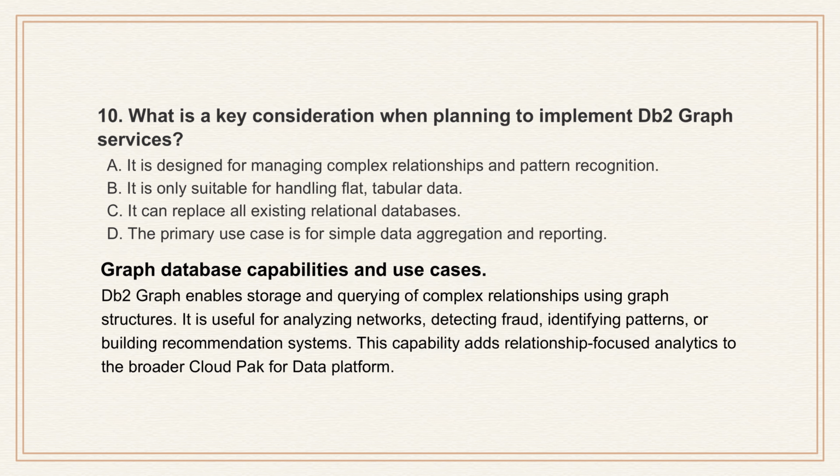So finally, what about situations where the connections in the data are actually more important than the individual data points themselves? I'm thinking like social networks, fraud detection rings, complex supply chains, that kind of thing. Ah, precisely. That's exactly where something like DB2 Graph Services shines. Unlike traditional relational databases, which are all about tables, rows, columns, DB2 Graph is specifically designed for graph data models. That means it absolutely excels at managing complex relationships and spotting intricate patterns within those relationships.